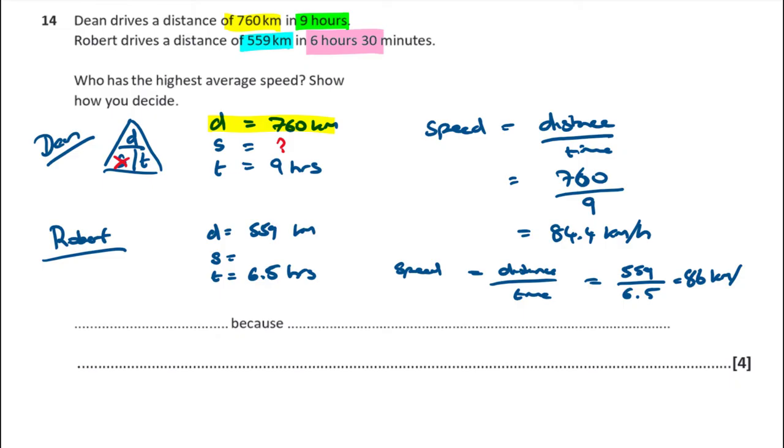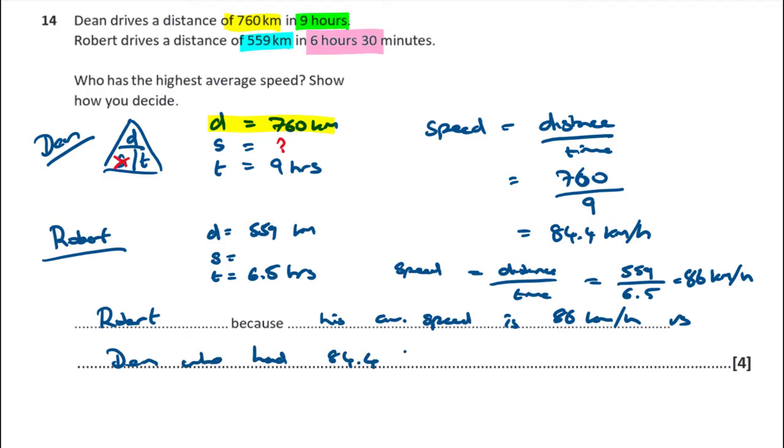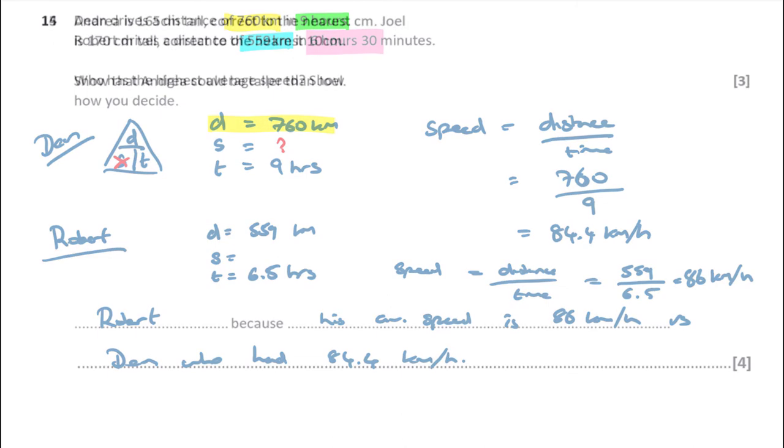86, and again, that is in kilometers per hour. Okay, so who has the average speed? Show how you know, or show how you decide. Well, I've just done all the maths, haven't I? So Robert is fastest because his average speed is 86 kilometers per hour versus Dean, who had 84.4 kilometers per hour. Okay, question 15.